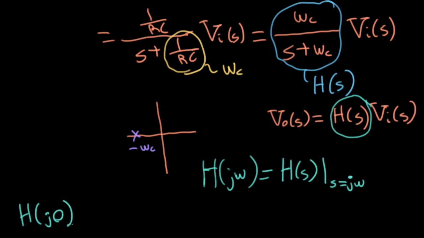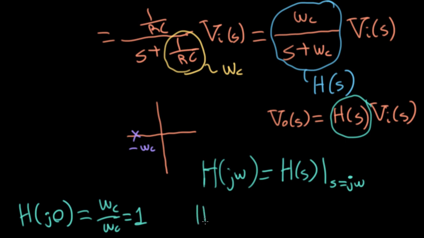That's corresponding to a constant, which is a minimally wiggling sinusoid; it's not wiggling at all. So what happens if I plug in j0 for s? Well, that's just 0. I wind up with omega_c over omega_c, which is equal to 1. So at a frequency of 0, the frequency response is 1. So constants go through without any change.